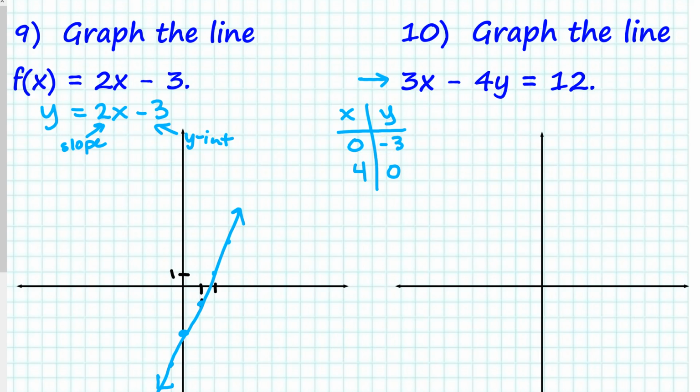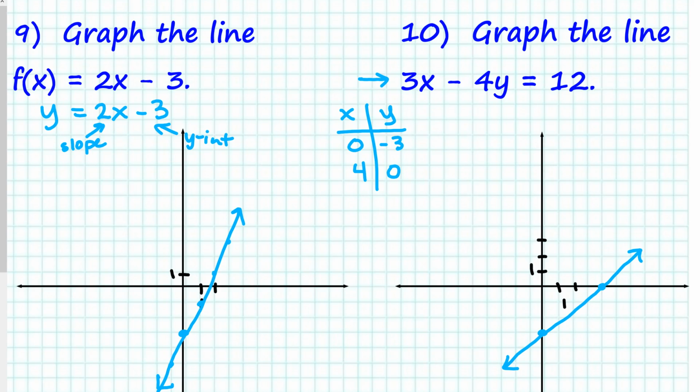So this gives us a couple of points we can plot. Once again, I think I'll just go by ones. So we have the point 0, negative 3. We have the point 4, 0. We can plot those 2 points and draw the line.